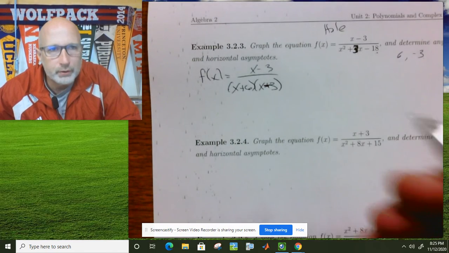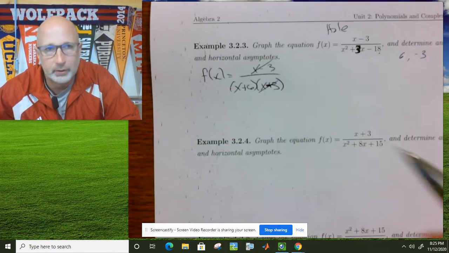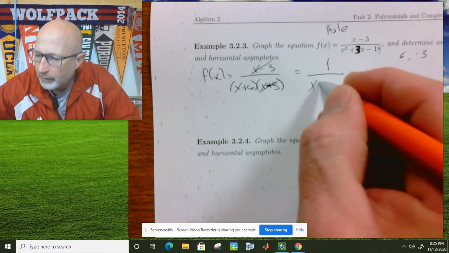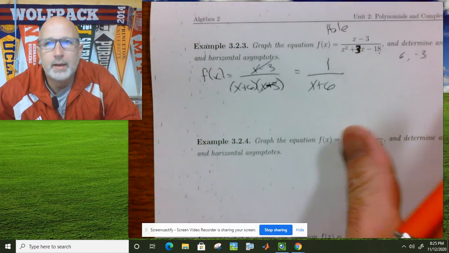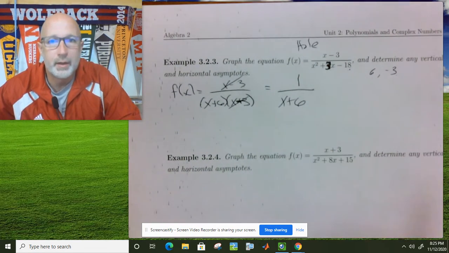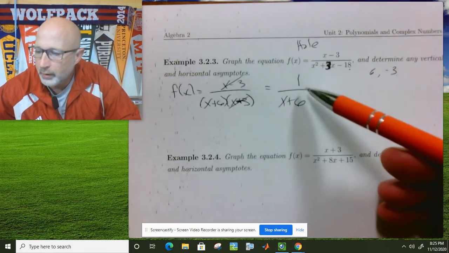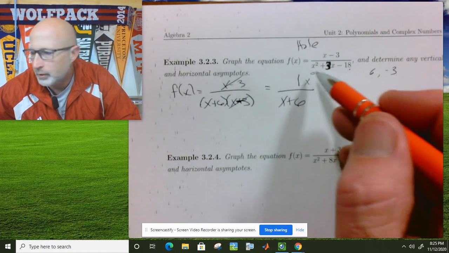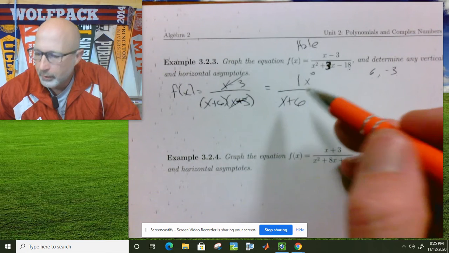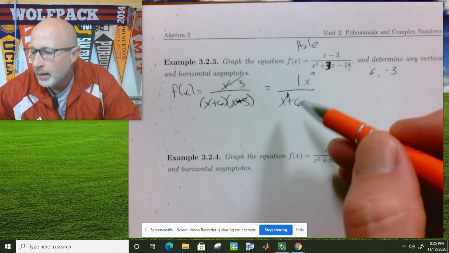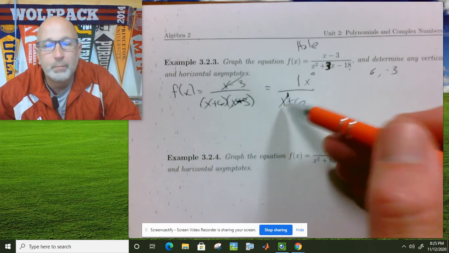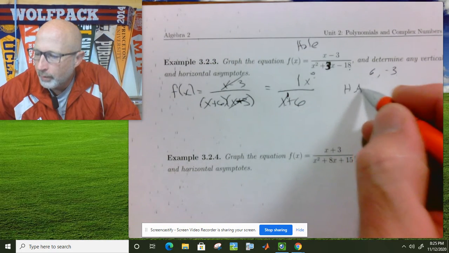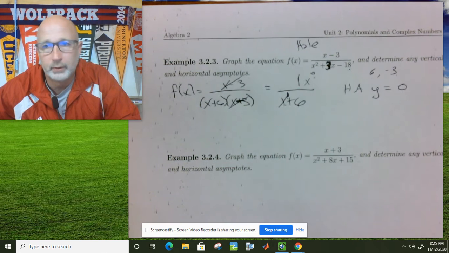And then what do you notice happens? These actually cancel, and I'm simply left with 1 all over x plus 6. Okay, now I do the same thing I did on the other side. So what is the degree of the top? Well, this is x to the power of 0, so the degree is 0 here. The degree on the bottom is 1, and when the degree of the bottom is more than the degree of the top, then my horizontal asymptote is always y is equal to 0.